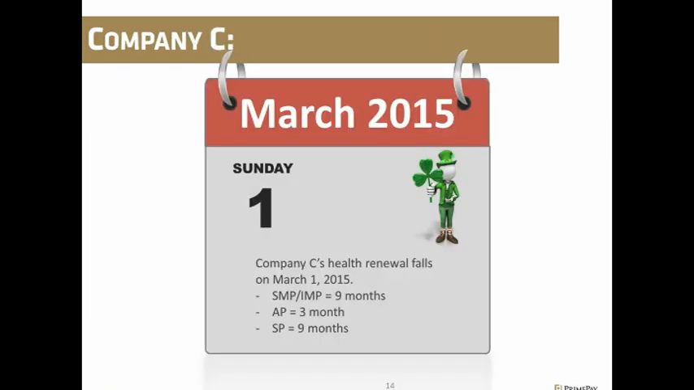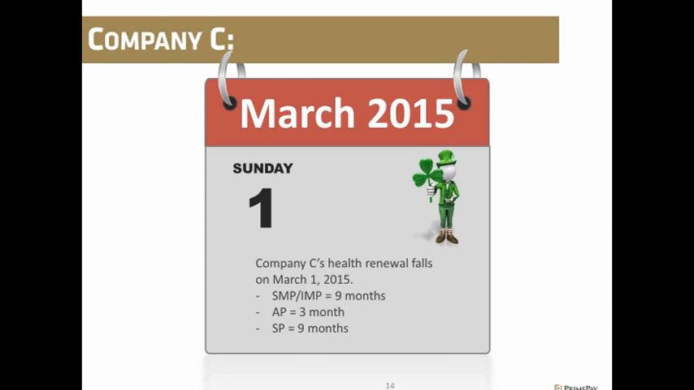Let's clear it up here even a little bit more. Let's look at a last case study here. For Company C, we have a March 1st, 2015 renewal, okay? And what we're going to do is switch it up here a little bit more, make it a little different. So the standard measurement period and initial measurement period will both be 9 months. The administrative period will be at 3 months.